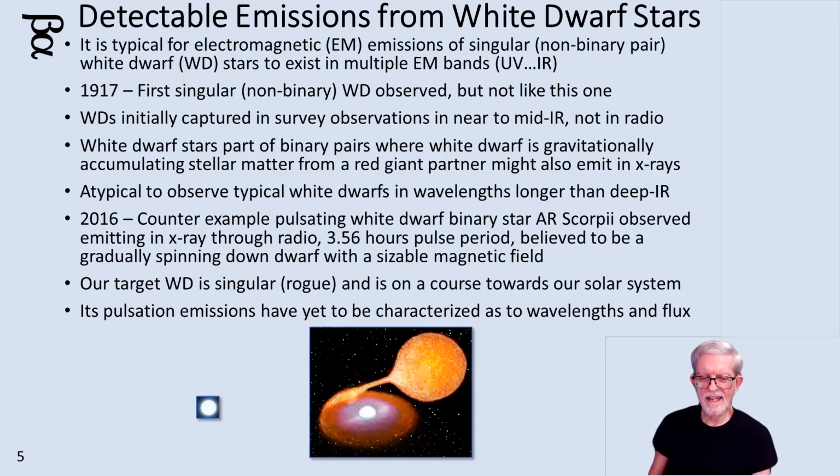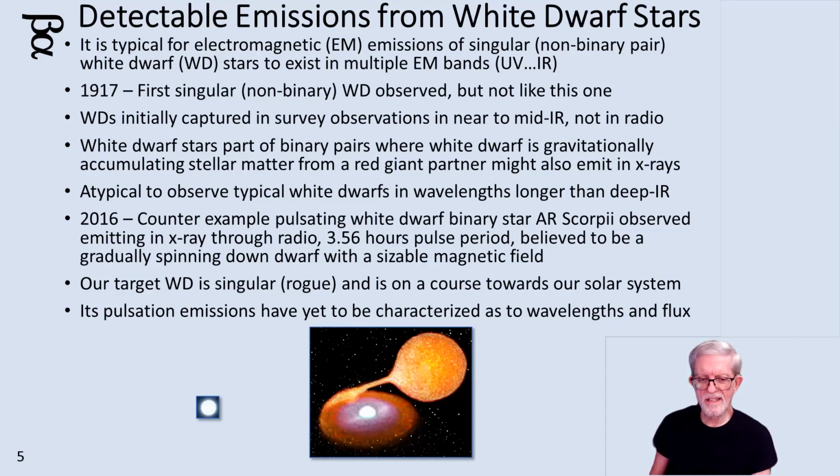The counter to that is something we found in 2016, AR Scorpii in Scorpius. We found it emitting X-ray through radio and at a very slow rotation period of 3.56 hours. It was believed to be a gradually spinning down white dwarf with a sizable magnetic field. This particular target that I'm soliciting observations for is a singular. It's roaming out on its own. It's typically categorized as a rogue, and it's on a course towards our solar system.